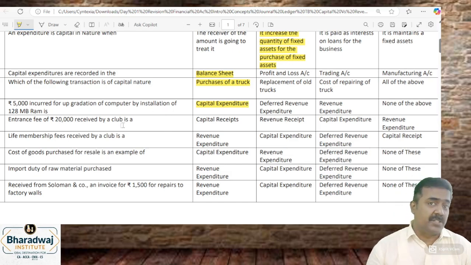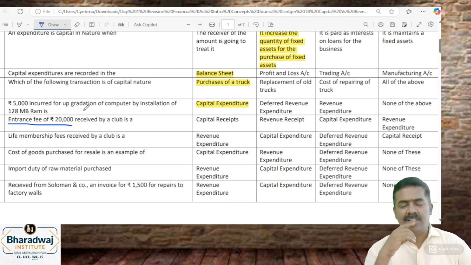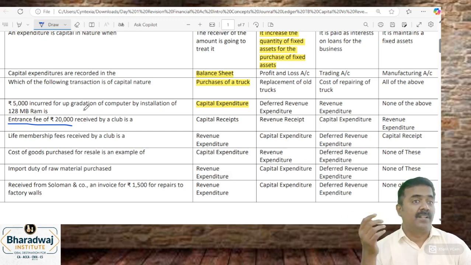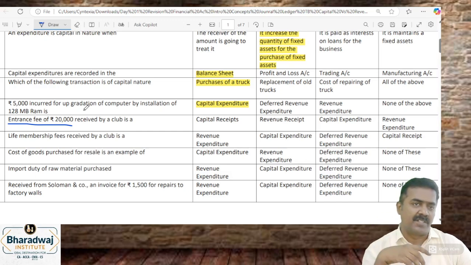We will discuss this again in non-profit organizations. Entrance fees: to join the club you have to pay the joining fees. That is what they call entrance fees. Is it a capital receipt or revenue receipt? For example, a golf club, if you want to join as a member you have to pay an entry fee. Similarly certain sports clubs. In Tamil Nadu Cricket Association, if you want to become a member you have to pay a huge membership fee, around 25 lakhs. For a golf club, the entrance fee will be 2 crores.